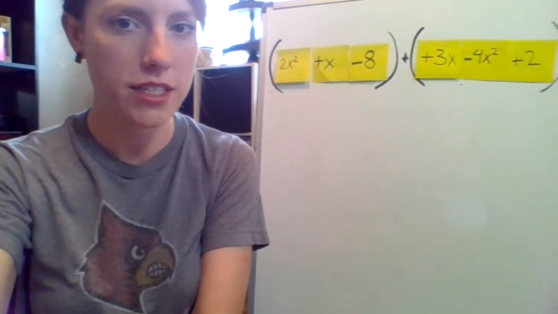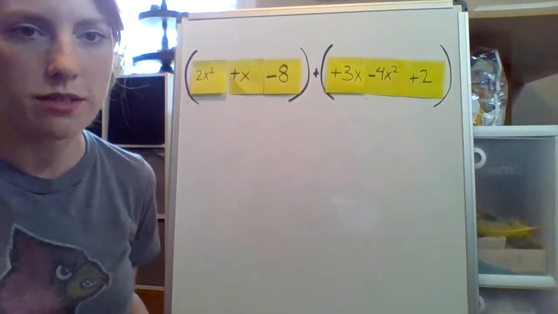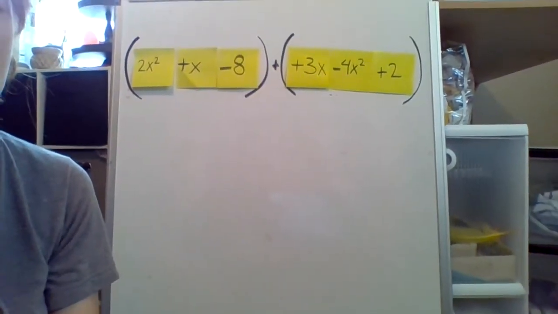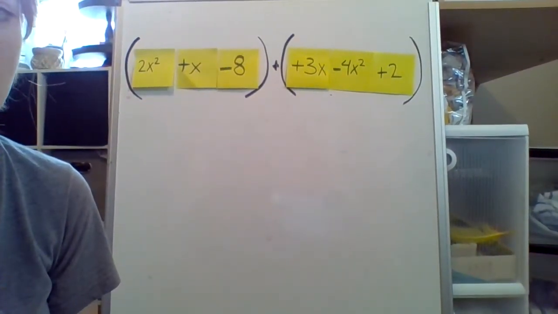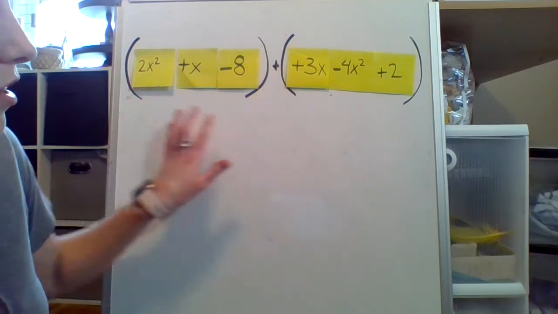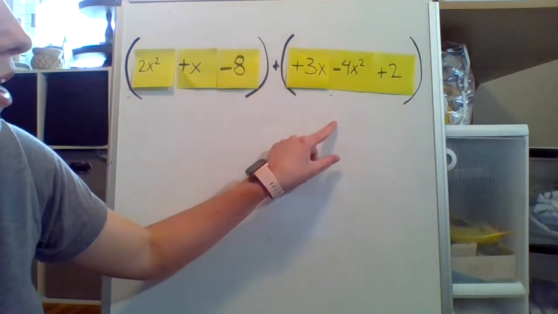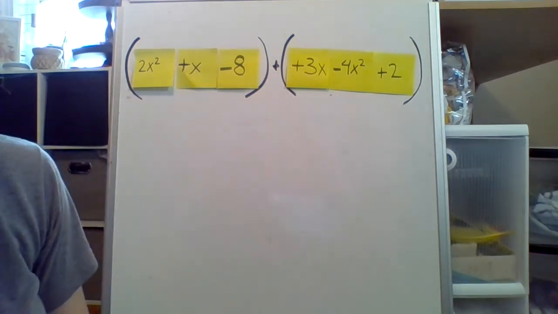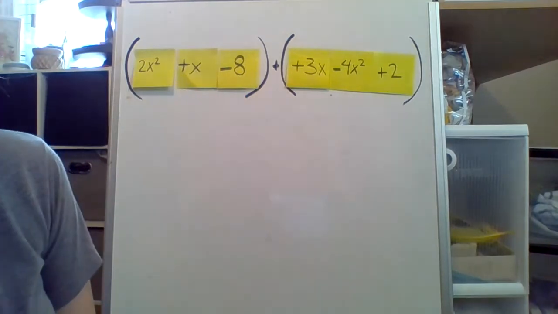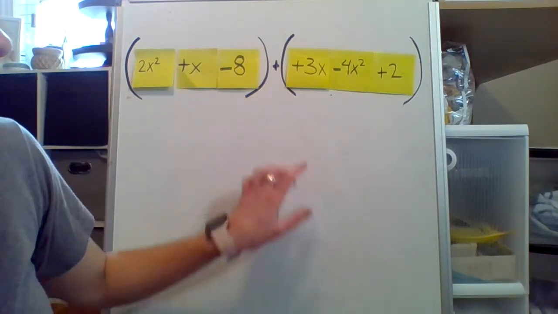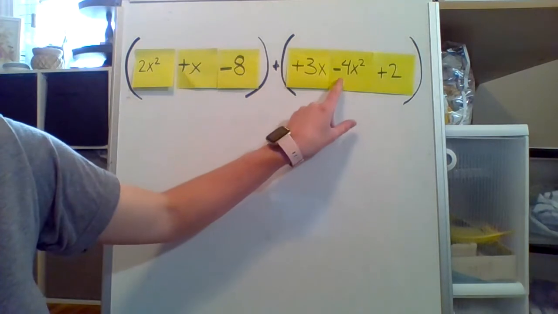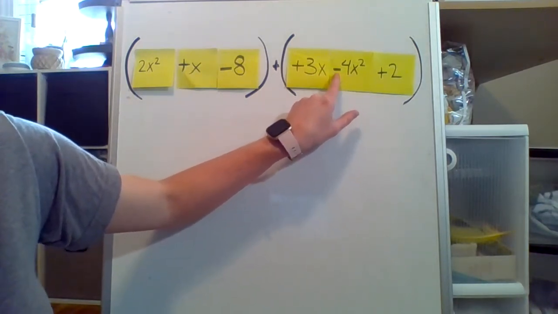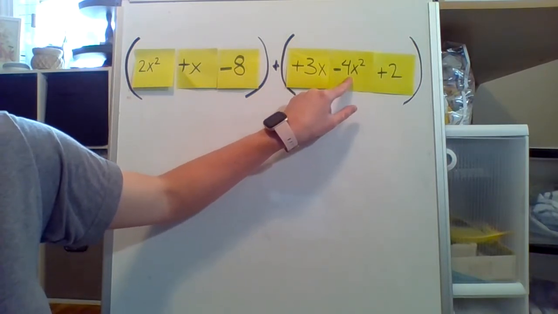This is adding and subtracting polynomials. What you see in front of you is 2x squared plus x minus 8, all of that being added to 3x minus 4x squared plus 2. I put these on Post-its so that I can easily rearrange them for you to see. The most important thing to keep in mind is that the negative sign, when you have 3x minus 4x squared, needs to stay with the term that it's in front of.